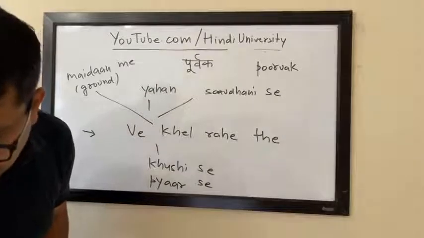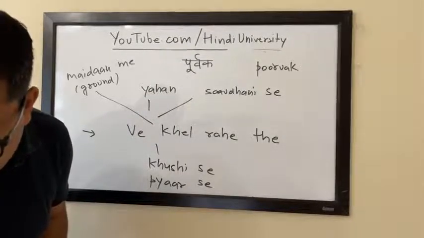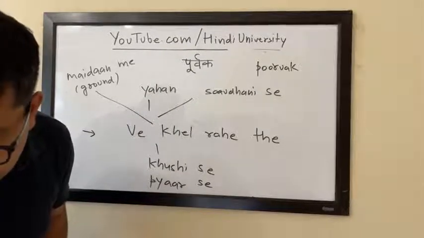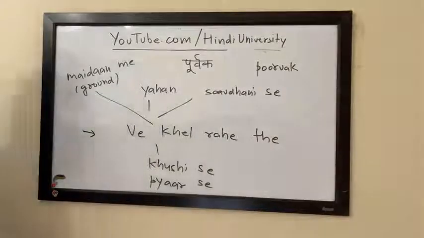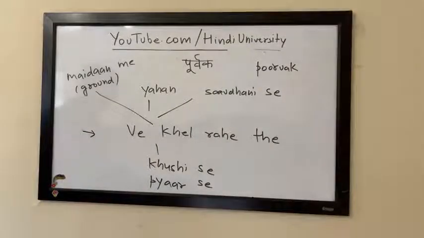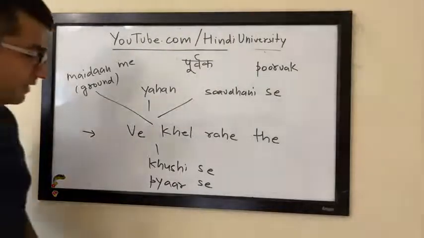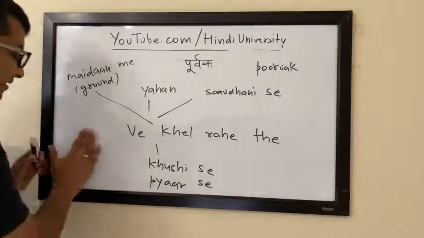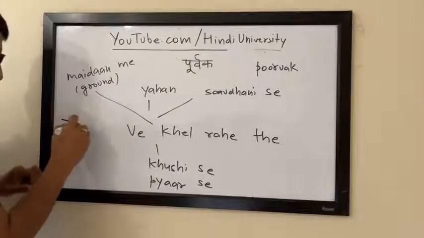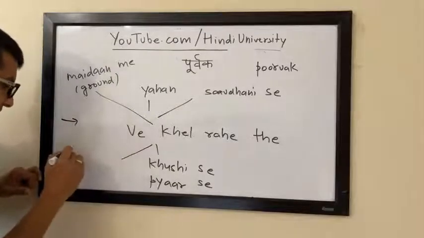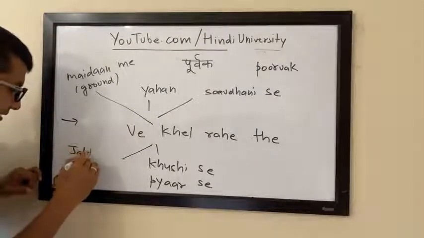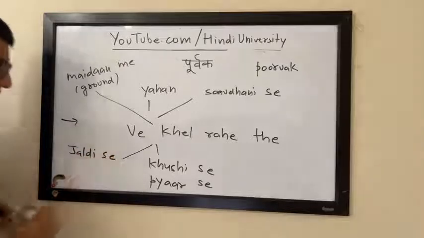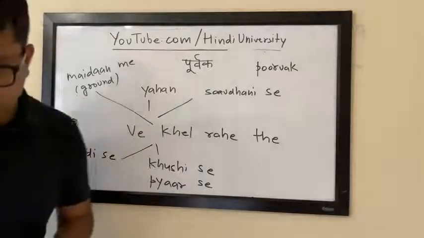Who else has not asked? Aneska ji, you want to try this out? I don't know if I'm going to use it right though. I missed a few classes. It's okay. वे जल्दी से खेल रहे थे. Yes, they played quickly, you can say that. It's absolutely correct. वे जल्दी से खेल रहे थे.